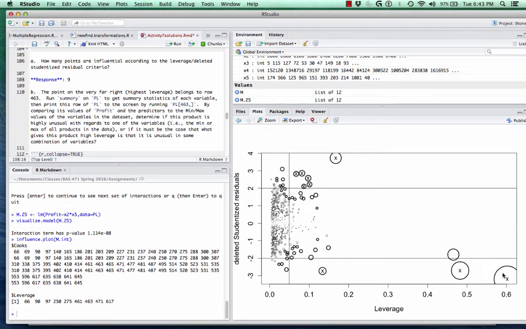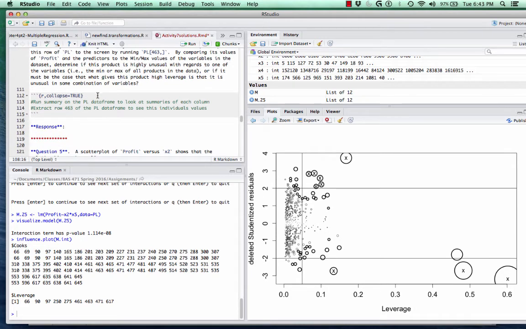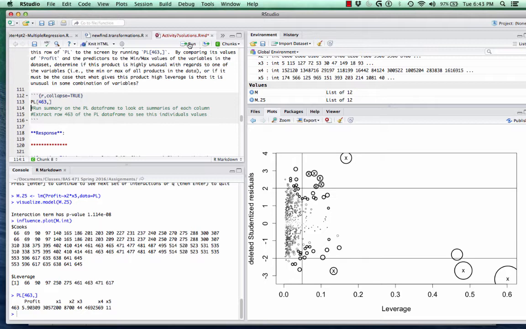The point on the very far right, this one right here, the one with the highest leverage, turns out to belong to row 463. One interesting thing to do is to make sure that that influential point is a legitimate observation, that we haven't added a 0 to one of the variables, or deleted a 0. So let's go ahead and print out that row of the data frame. We can do that by adding square brackets after the name of the data frame, and before the comma, we put the row number that we're interested in. So 463, and we leave the column number blank because we want all columns. So that's the values of the individual for x1 through x5 and profit.